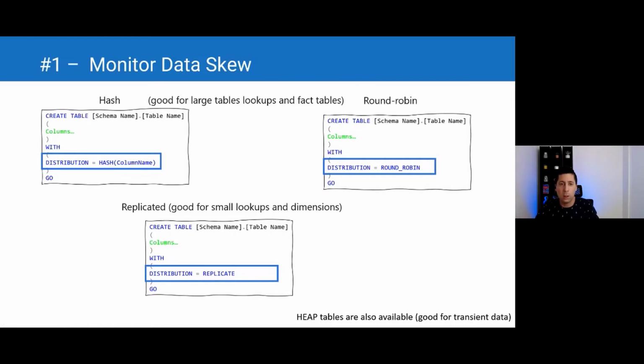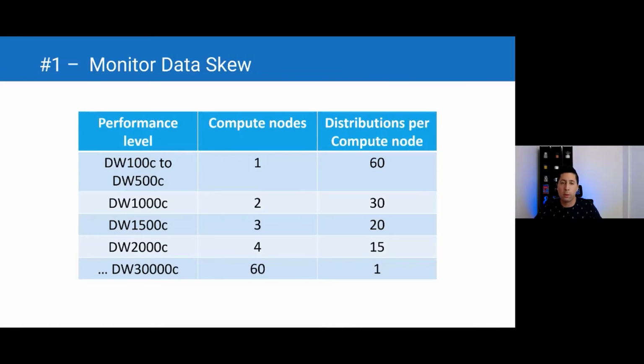Really important. So on top of that, now that you have an idea on what data skew is and the different types of tables, you also need to understand that depending on the performance level that you're working with in your dedicated SQL pool, you'll get a different number of compute nodes. As you assign more data warehouse units, the number of compute nodes is going to increase as well. That means that when you have one compute node, that compute node is working with the 60 distributions. But when you have two compute nodes, those 60 distributions are split across the two compute nodes. And as the number of data warehouse units goes up, the number of compute nodes goes up.